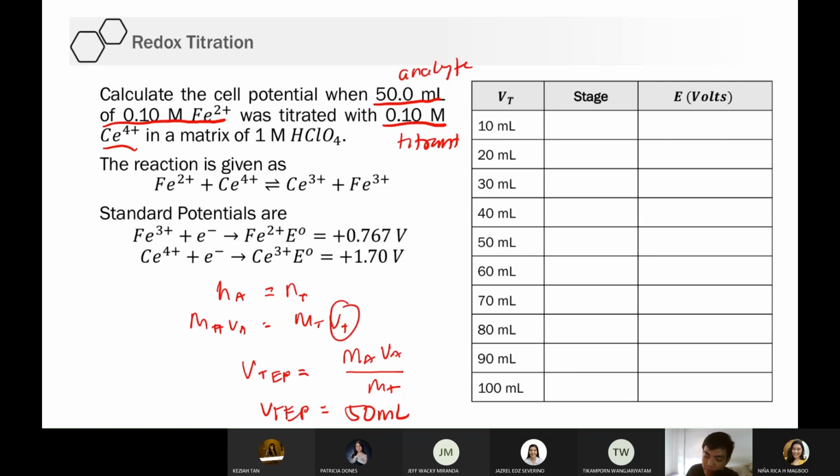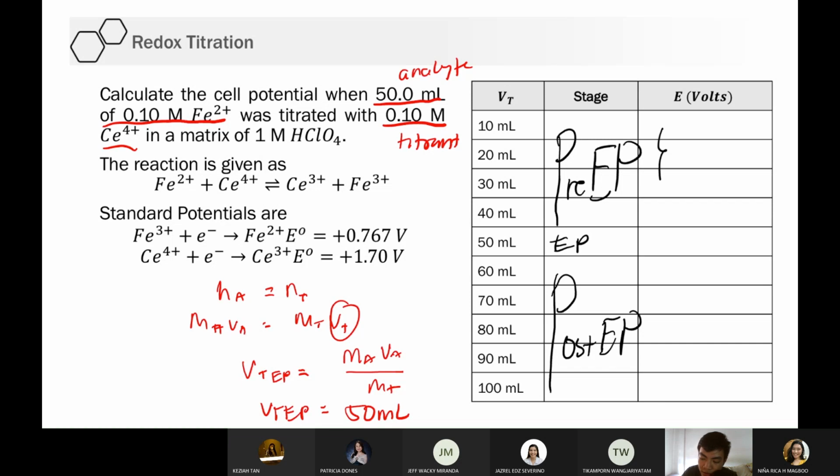That's the volume of titrant at equivalence point. Since we know that 50 ml is our equivalence point, these stages are pre-equivalence point, and these stages are post-equivalence point. Take note that for each stage, there is a corresponding equation. We use the Nernst for analyte here, then here we use the Nernst for titrant, and for the equivalence point, we use the E system, which was derived earlier.